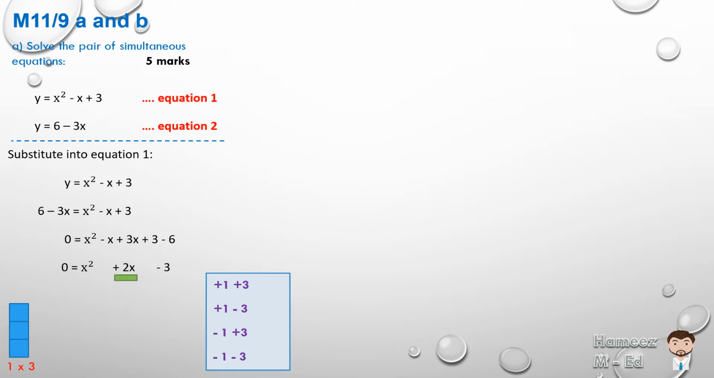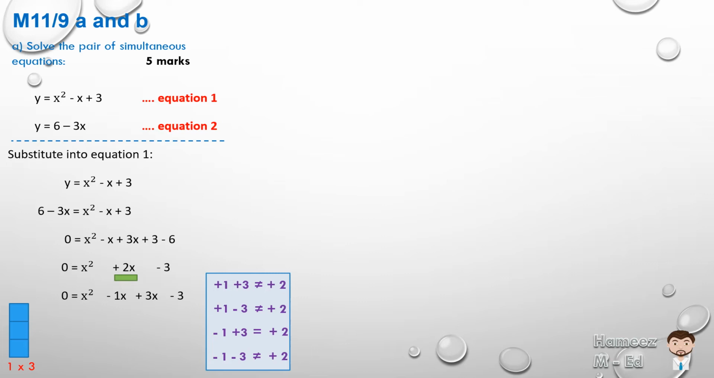So if we look at plus 1 plus 3, that's plus 4, so that doesn't give us that. Plus 1 minus 3, that gives us minus 2. And the third one gives us what we want, plus 2. And we can work out the last one. You see that's not equal to plus 2 either. So we're going to replace that middle term by these two terms here using minus 1 and 3. So we get 0 is equal to x squared minus 1x plus 3x minus 3.